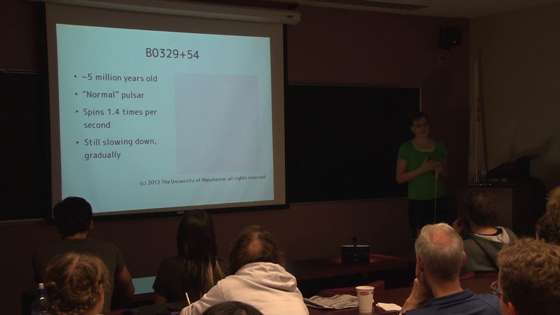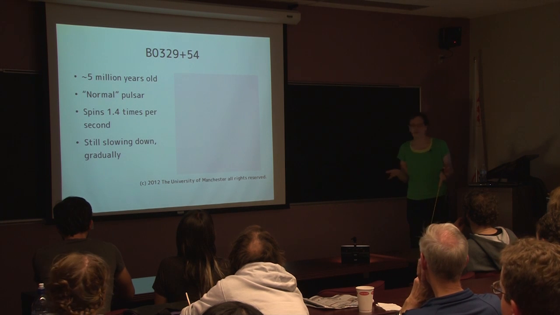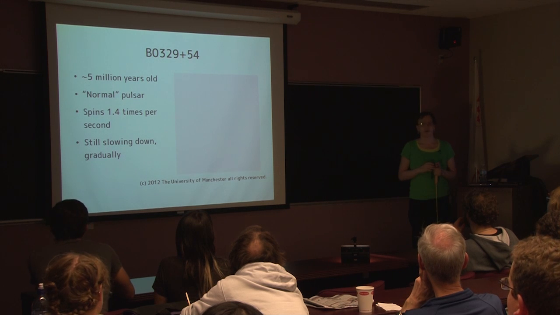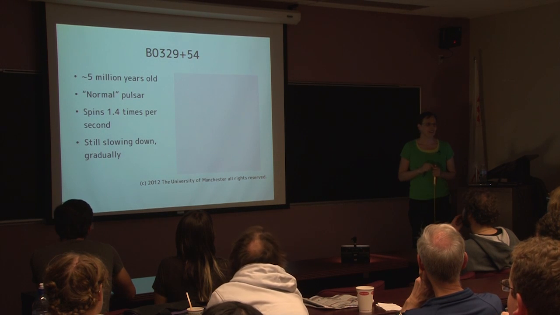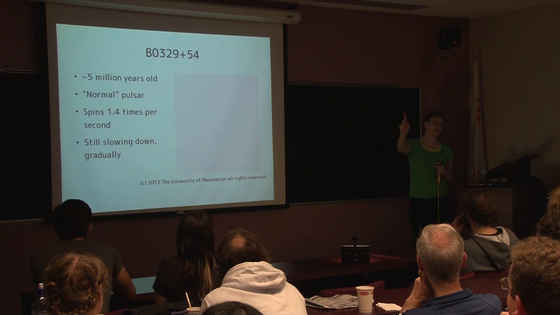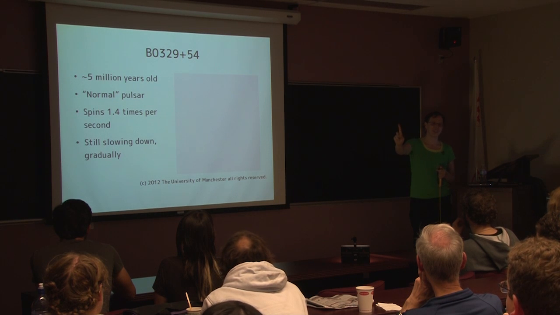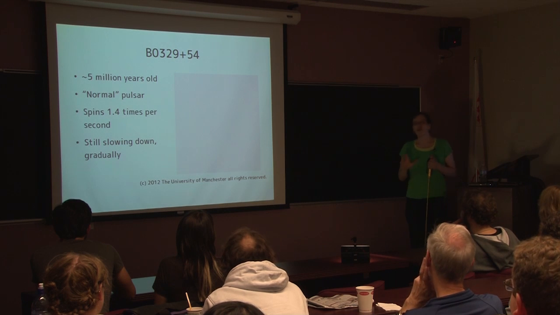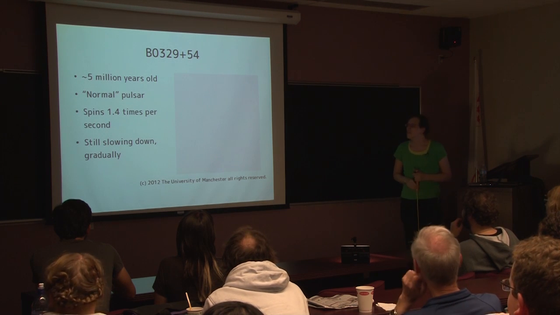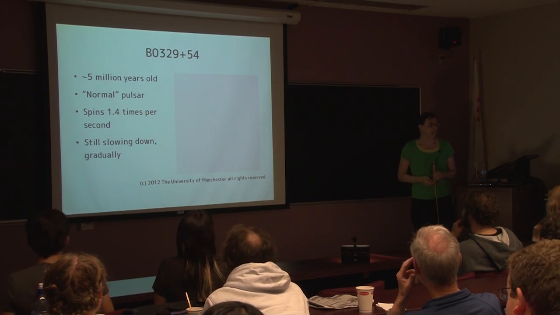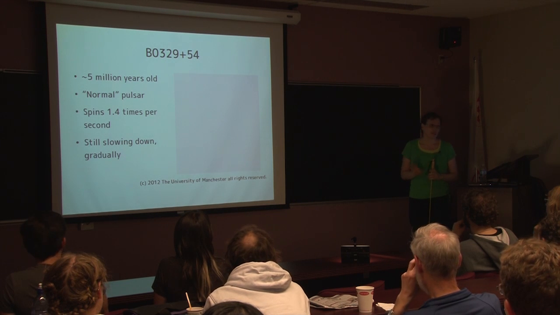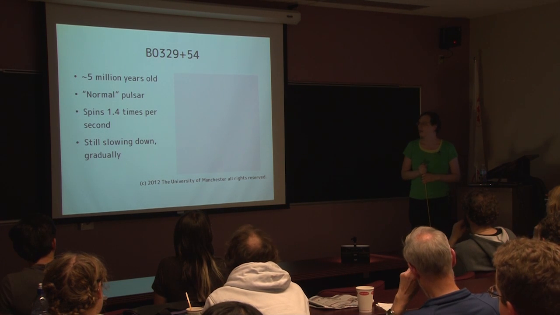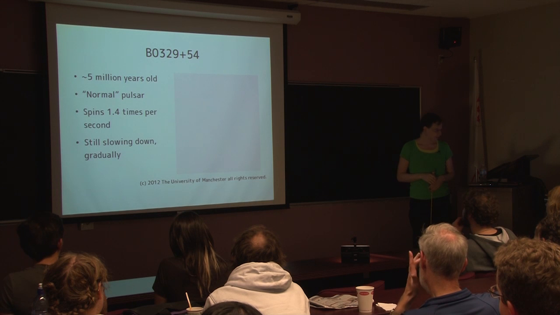Now, it's tempting to say that's really slow. It's 1.4 times a second. That's pretty slow, right? Except this thing is the size of a city. Imagine pivoting Montreal around the cross on the mountain 1.4 times a second. So slow is a relative term. But this one is also slowing down, and you can measure it if you're determined enough. It's slowing down very gradually, and it's about 5 million years old.